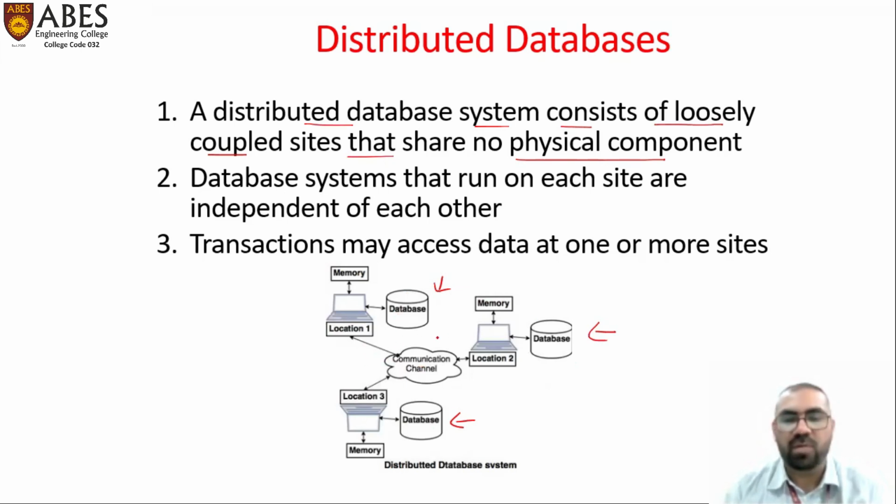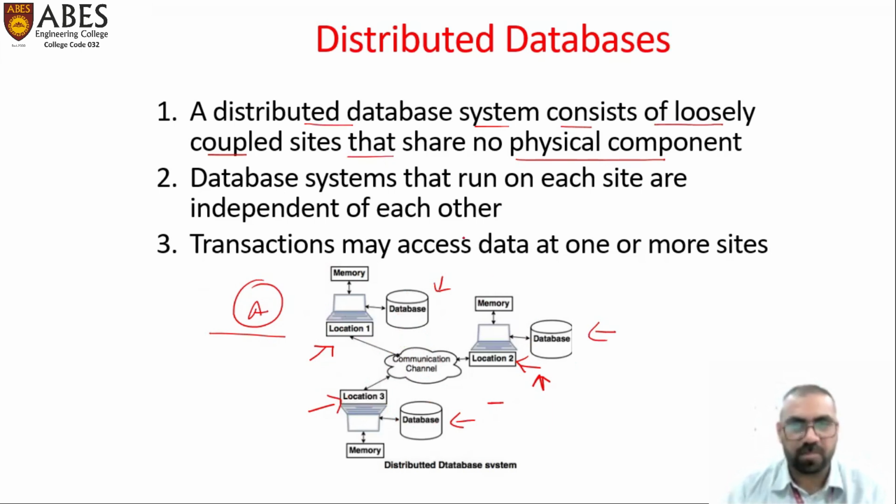Now, what is the important point of doing it? For example, if there is a hardware issue or a software issue at this site, this location and this one can still work. Now, the important point in this diagram: this is location 1, this is location 2, and this is location 3. So the geographical location is the main important point, and we are putting them in different places.